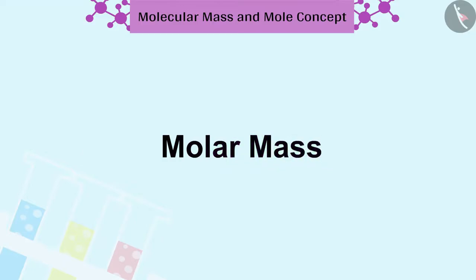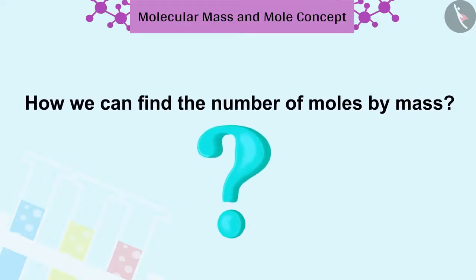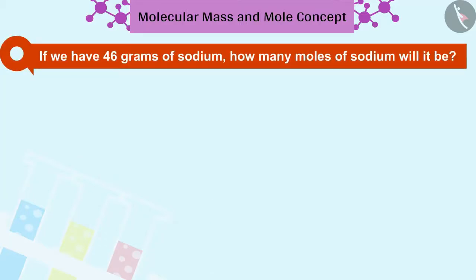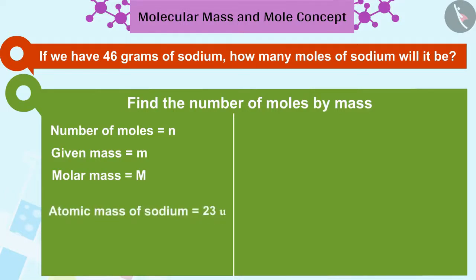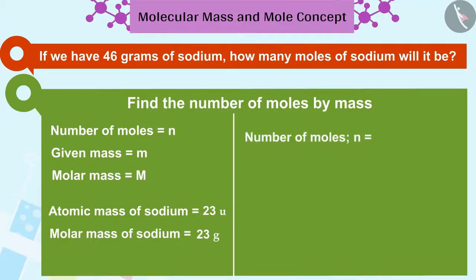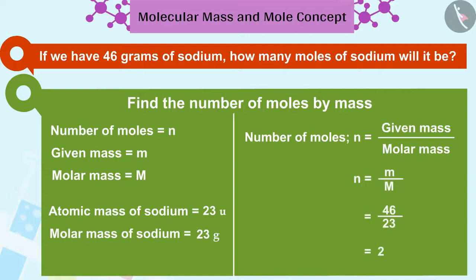Let us now learn to solve some questions based on molar mass. Let us first see how we can find the number of moles by mass. If we have 46 grams of sodium, how many moles of sodium will it be? Suppose the number of moles is small n. The given mass is small m and the molar mass is capital M. Now, we know that the atomic mass of sodium is 23 U. This means the molar mass of sodium is 23 grams. Therefore, we can find the number of moles by dividing the given mass by the molar mass in this way. We can see that 46 grams of sodium will have 2 moles of sodium.